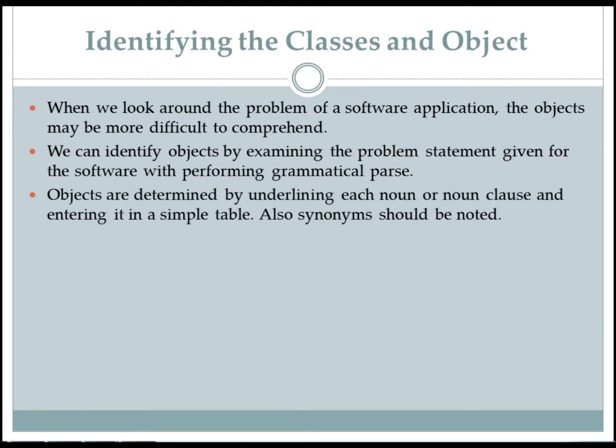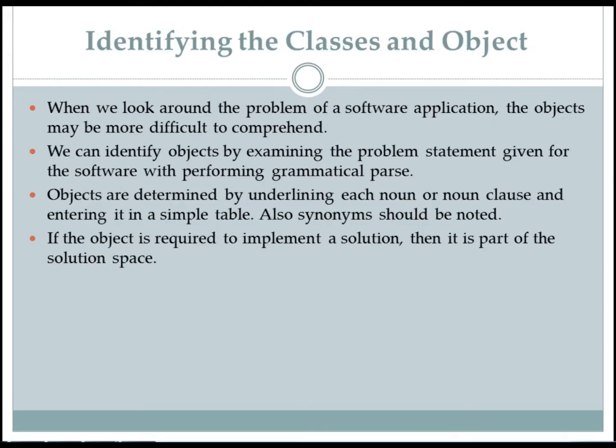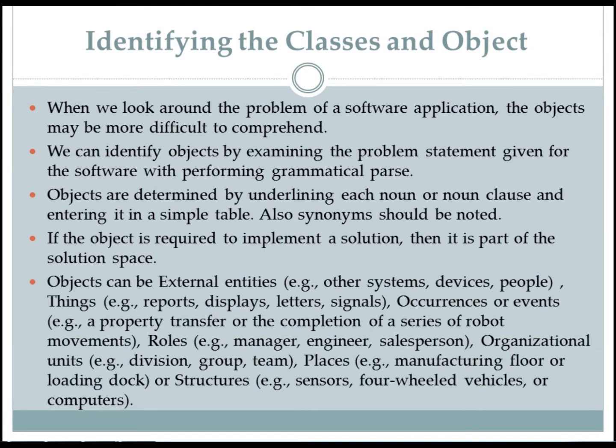Objects are determined by underlining each noun or noun clause and entering it in a simple table. Also, synonyms given in the problem statement should be noted. If the object is required to implement a solution, then it is a part of the solution phase. Now, the term solution phase in this sentence is nothing but the requirement given by the end user who is going to use the system. We'll see how that object can be identified.